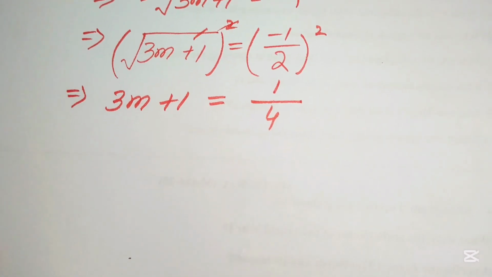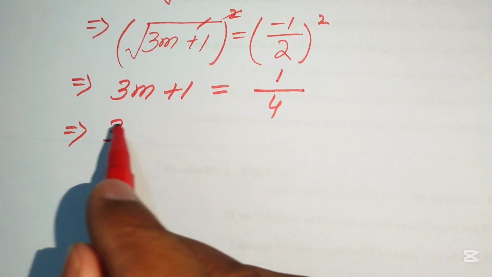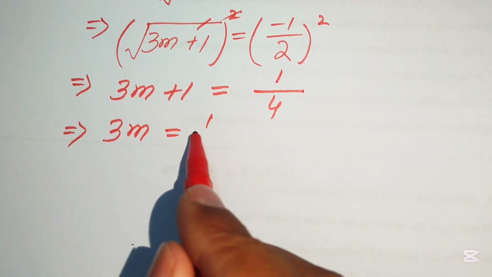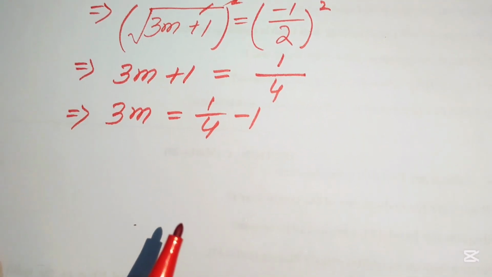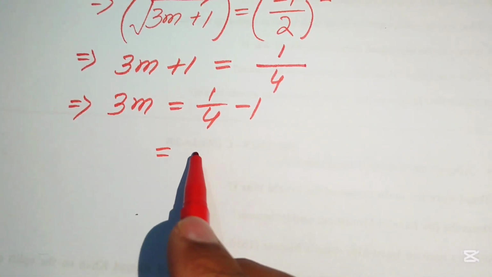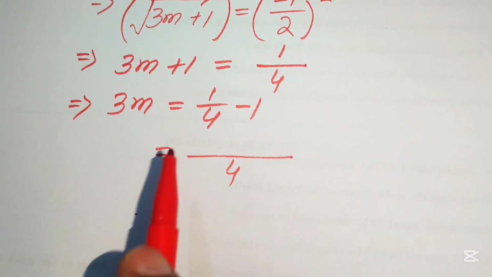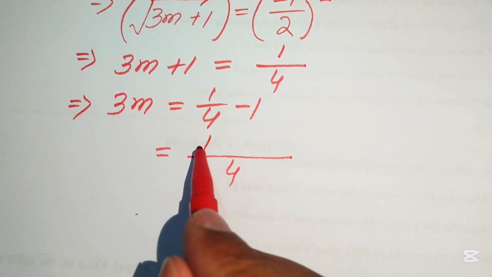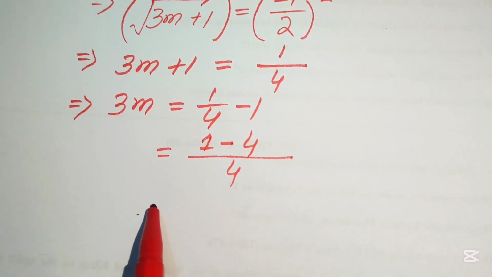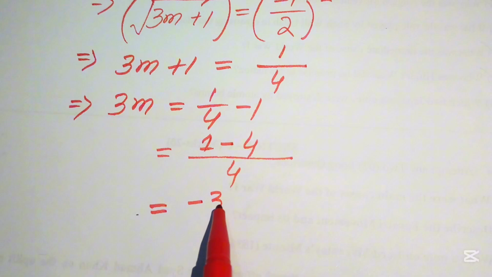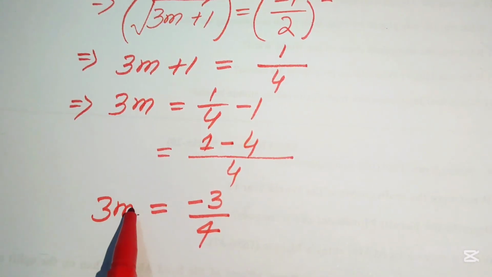In order to find the value of m, we need to move this plus 1 to the right hand side. So it will be written as 3m equals 1 over 4 minus 1. Further we need more simplification, so we take the LCM on the right hand side. Its LCM is 4, and when you divide 4 by 4, you get 1, minus 4. So you get 1 minus 4 equals minus 3 over 4. This is the value of 3m.